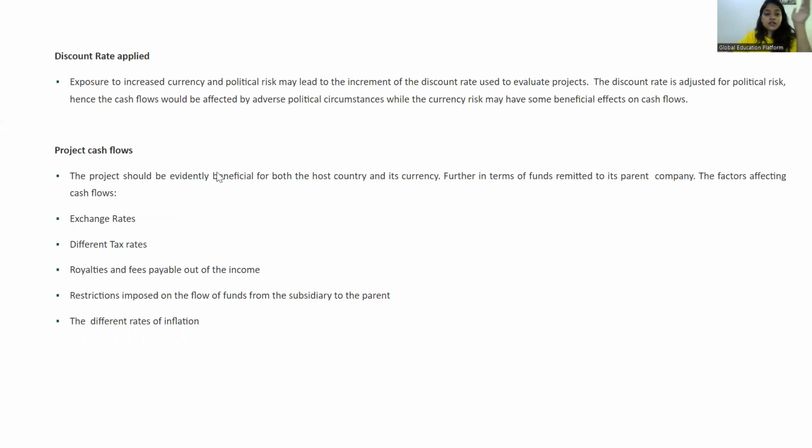Then we have project cash flows. The project should be evidently beneficial for both the host country and its currency. Further, in terms of funds remitted to its parent company, the factors affecting cash flows will be exchange rate, different tax rates, royalties and fees payable out of the income, restrictions imposed on the flow of funds from the subsidiary to parent, and the different rates of inflation. So these are some elements that would affect it.